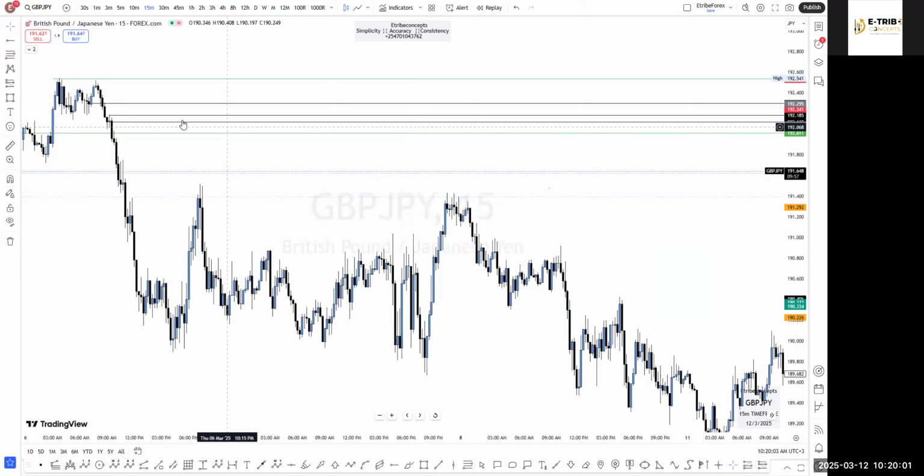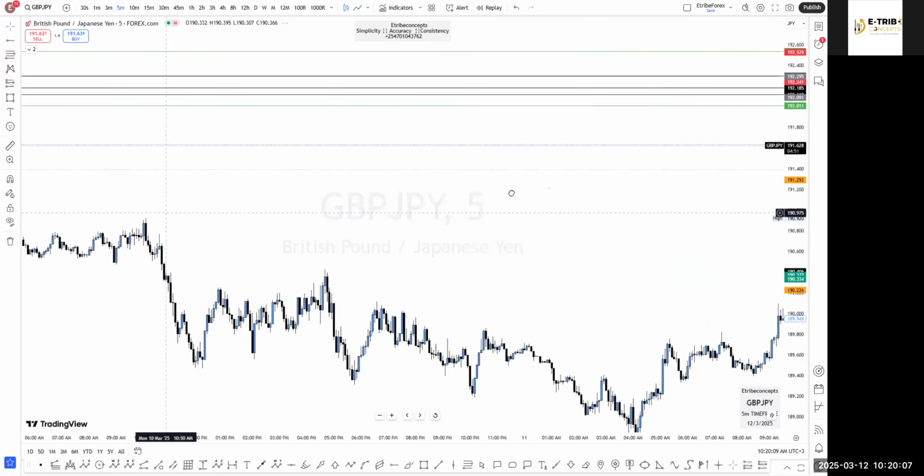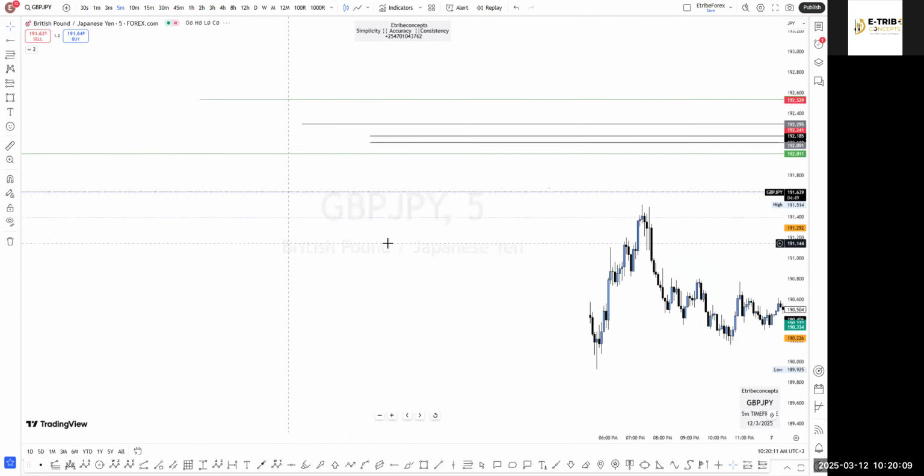Now, the first entry is based on this formation. Let me check on 5 minutes. I can get some hidden things that I haven't seen.